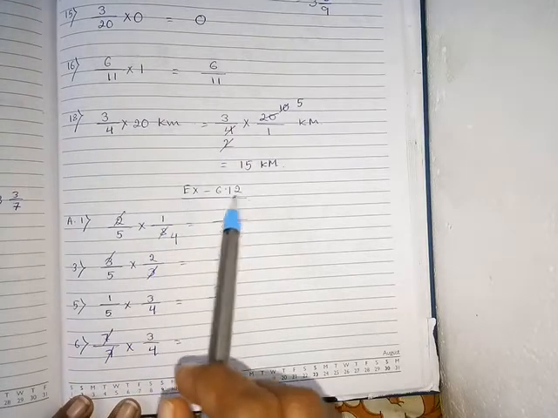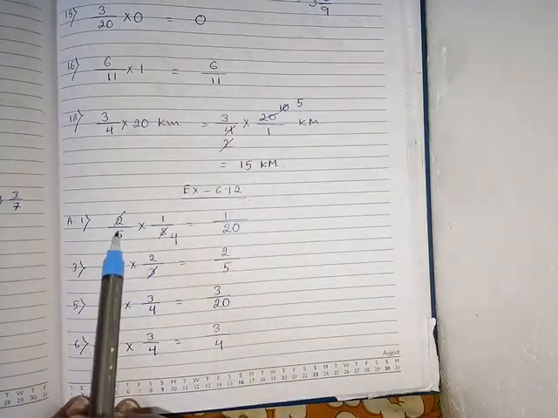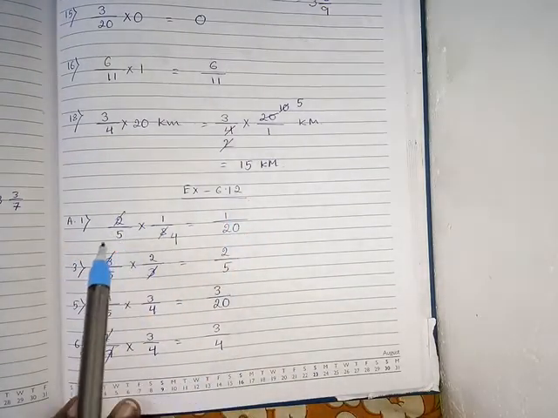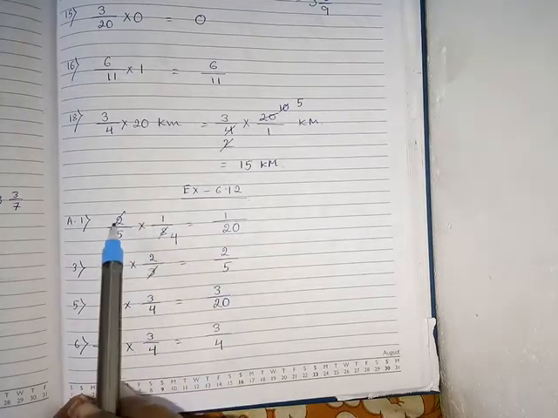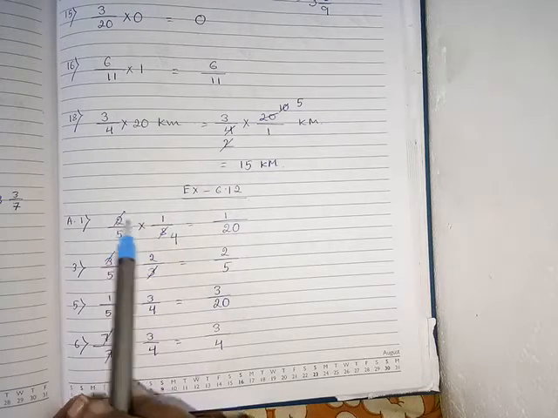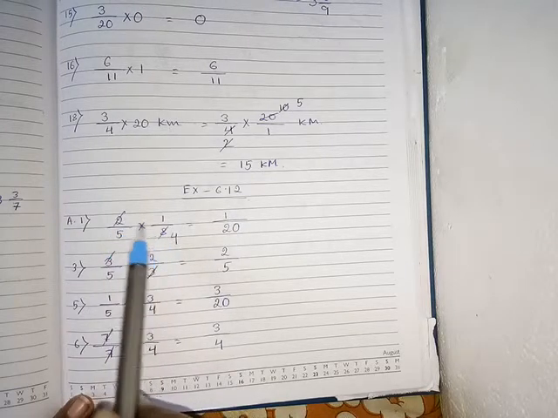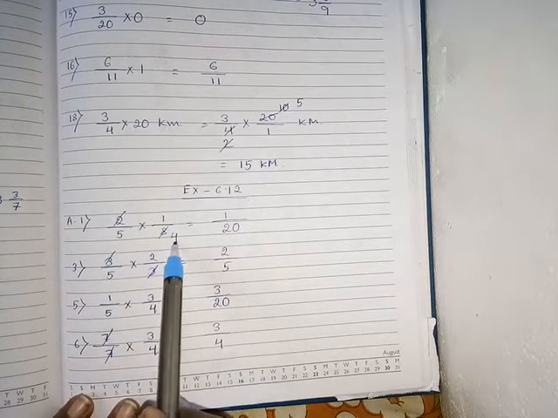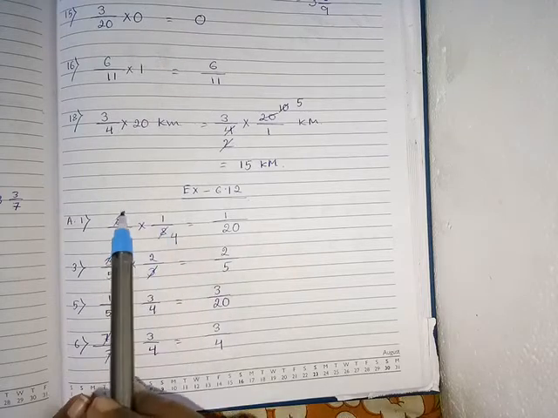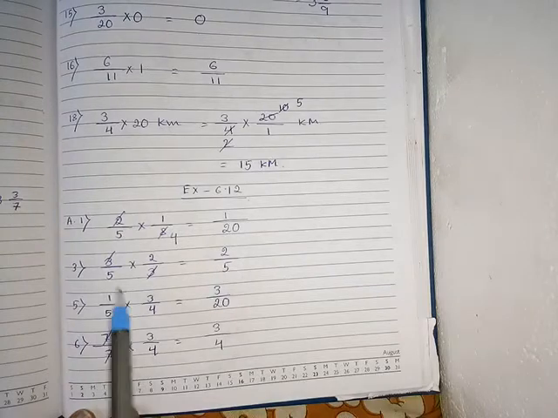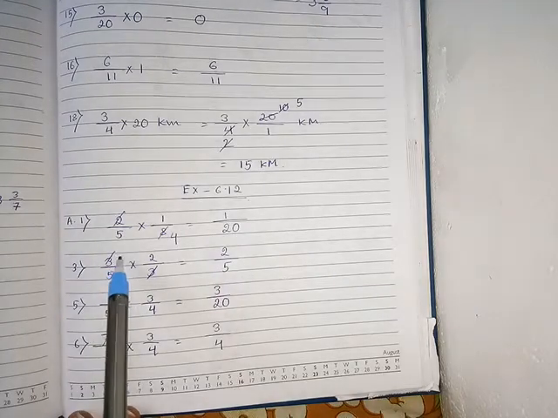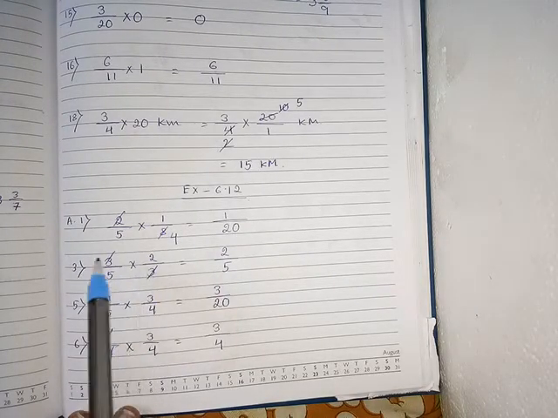Then exercise 6.12. Here also we are doing multiplication of fractions. 2 by 5 into 1 by 8. 2 is in the numerator and 8 is in the denominator, so we can cancel. 2 fours are 8. Now multiply the terms. 1 ones are 1, 5 fours are 20. 1 by 20. Question number 3. 3 by 5 into 2 by 3.